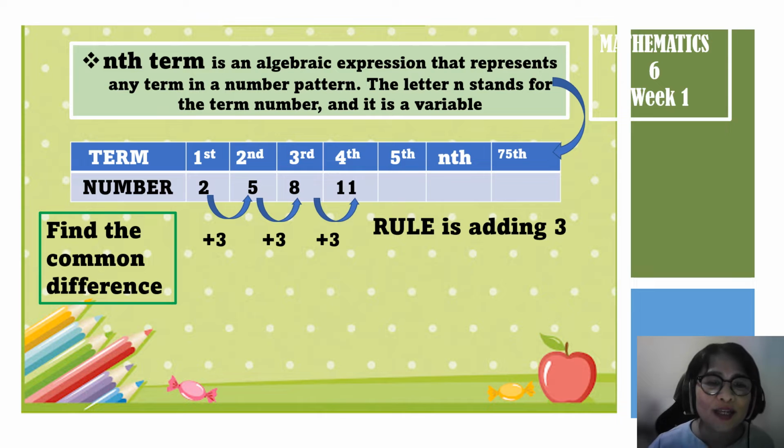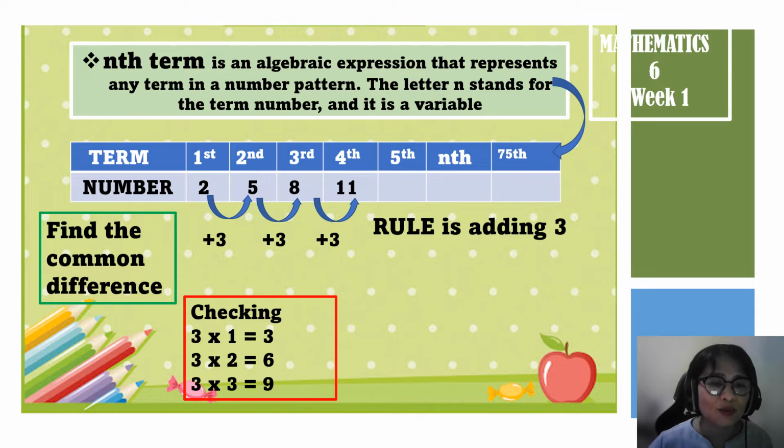Pero bago natin isulat dito sa ating nth term yung ating rule, i-check muna natin kung magsasatisfy ba kung ita-times natin yun na tama siya dito. Okay. So, ang ating rule is adding by 3. Itong column na to ay ang mga rule natin na adding by 3. Itong column na to ay yung term natin. So, i-multiply na natin, 3 times 1 is equals to 3. Tama ba na 3 yung sagot sa first term? Mali, di ba?